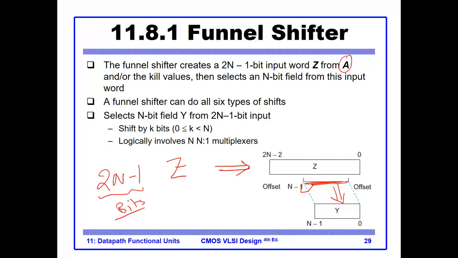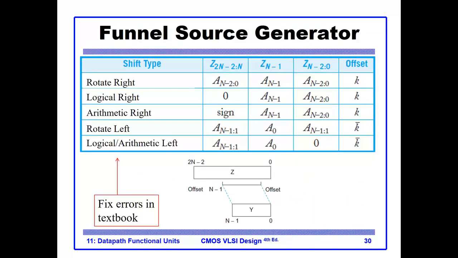So how do I create the Z bits here? My input is A, which is n bits. From this A, I create this intermediate layer, and then from this intermediate layer, I select a window of inputs, and this becomes my output. Again, the steps of the funnel shifter: from A, you create Z, and from Z, you select a window of inputs to create Y.